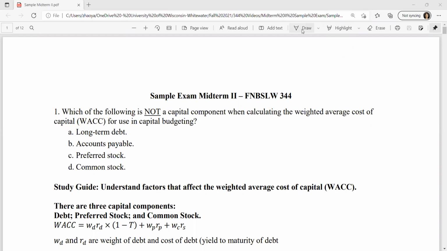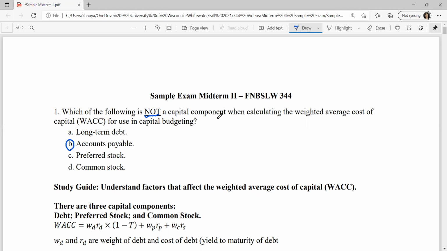And in this video, I'm gonna explain the first 5 questions for our second sample exam. The first one: which of the following is not a capital component when calculating the weighted average cost of capital for use in capital budgeting? The correct answer is B, because they ask which one is not.